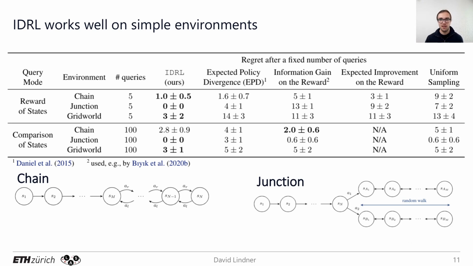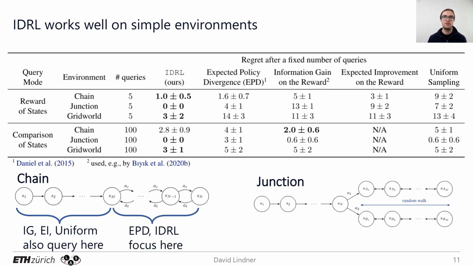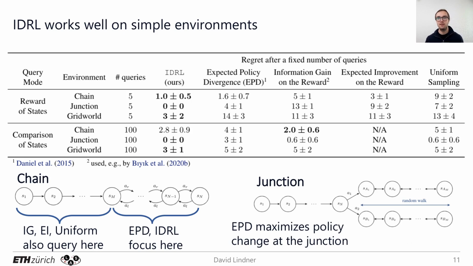And to understand why, for example, in this chain, methods that uniformly reduce uncertainty over the state space will also query in the first part of the chain, which does not really help to distinguish policies or to select the optimal policies. And our method, or methods in general that consider the environment dynamics, will also mainly query in the second part of the chain, where the policy can actually change. So this is why they need fewer queries. In this junction, the EPD method, for example, fails because it does not realize that there's only a single state where the policy can change.